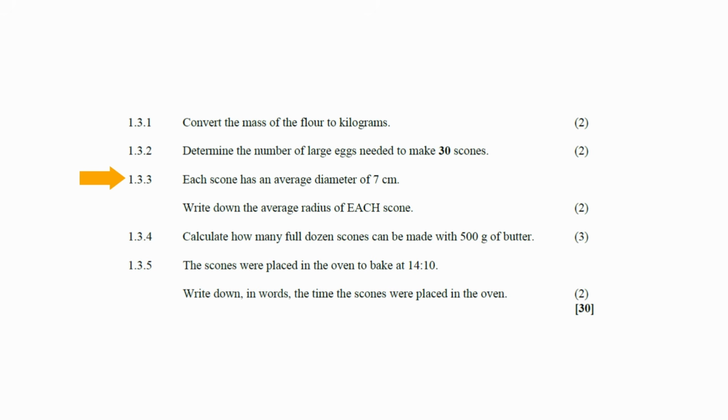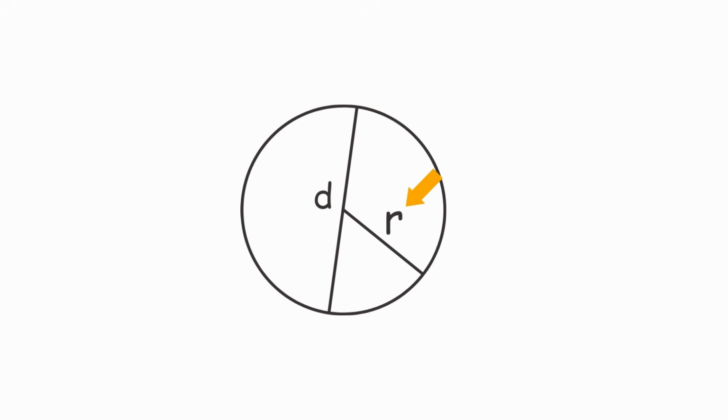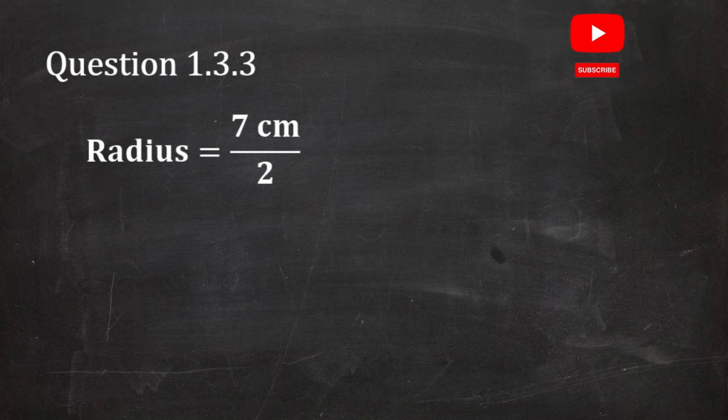In question 1.3.3, it is given that each scone has an average diameter of 7 centimeters. You have to write down the average radius of each scone. The radius of a circle is half its diameter. So the average radius of each scone is 7 centimeters divided by 2, and this equals 3.5 centimeters.